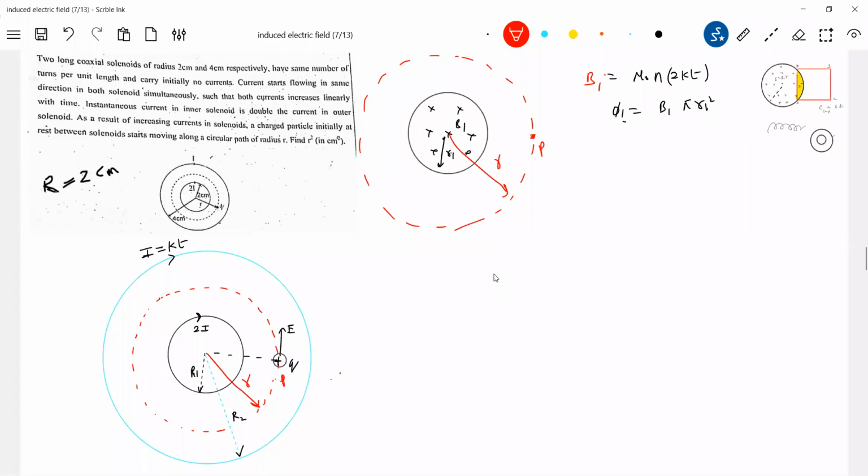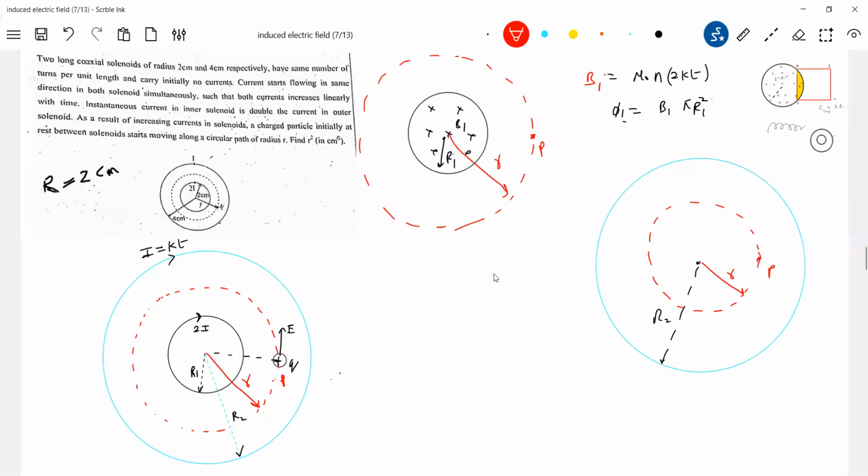Now let's come, draw a blue color line. Now where is the point P? Point P lies inside this solenoid. This is R2, radius R2. This is R1. Pi R1 square. And where is the trajectory of the charge particle? It will lie inside here. This should be r, and there's the point P.